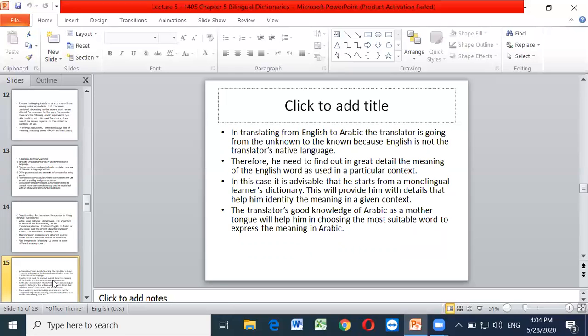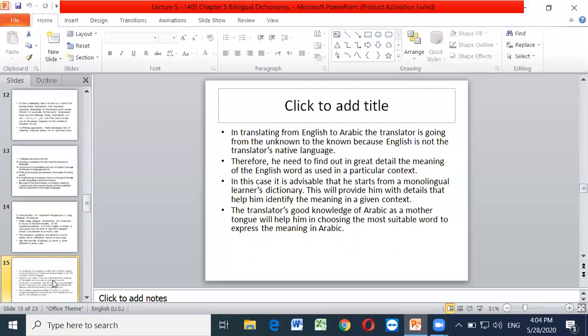We have dealt with the idea that in trying to translate from English to Arabic, we have to also use a general monolingual learner's dictionary in order to be able to find out the different senses of an entry word and to decide which word is suitable for a particular context. We have said this a lot of times.